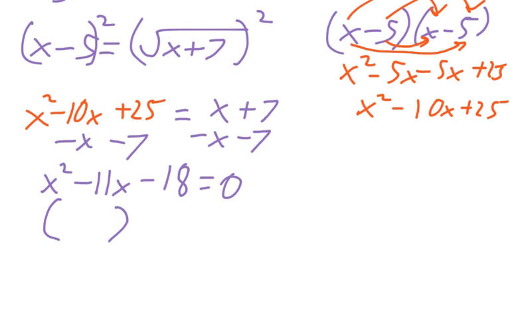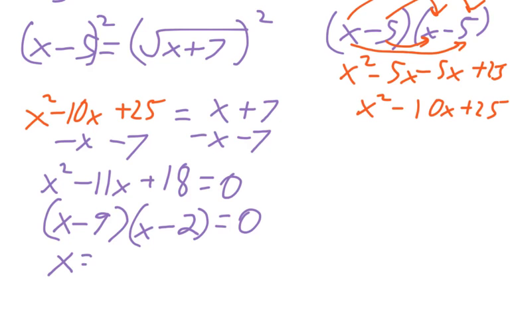So when I factor this, we need two numbers that multiply up to be 18 and add up to be negative 11, which means we got x minus 9 and x minus 2, because negative 9 times negative 2 is 18. Negative 9 plus negative 2 equals negative 11, which gives me the answers of 9 and 2.